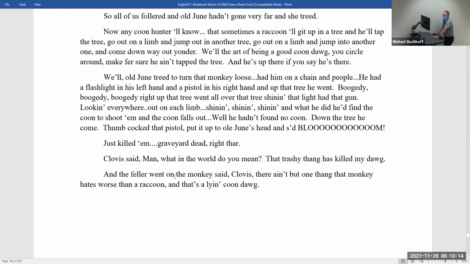Cole said, man, what in the world do you mean? That trashy thing has killed my dog. The fellow went on, the monkey said, he said, Clovis, there ain't but one thing that monkey hates worse than a raccoon. That's a lyin' coon dog.